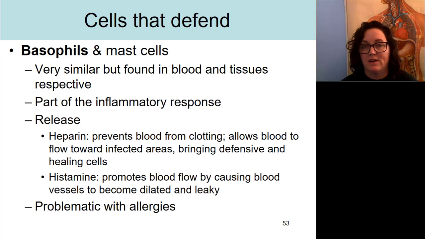Basophils and mast cells are not our friends when it comes to allergies, though. These are the two cells that are very problematic with allergies, and we'll talk more about these later.